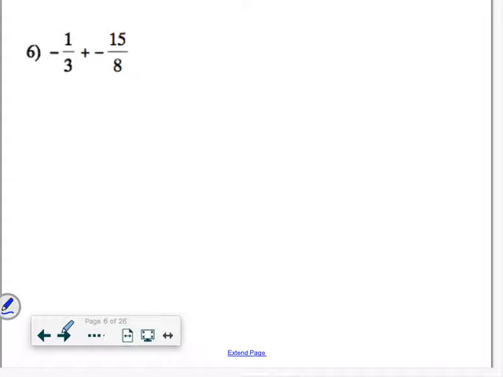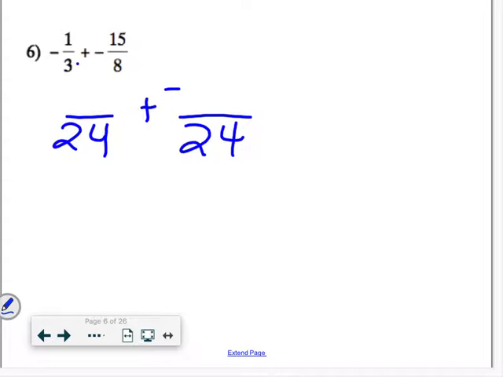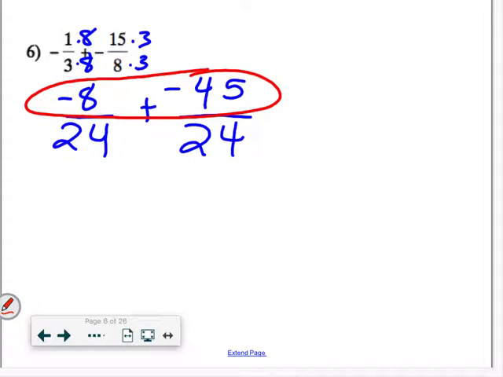All right, 3 and 8. Lowest common denominator here, 24. Happens to be the same. All right, times 3 by 8. Times 8 by 3. All right. Now I've got my common denominator. Add or subtract across the top. Same sign, so we're going to actually add this time.